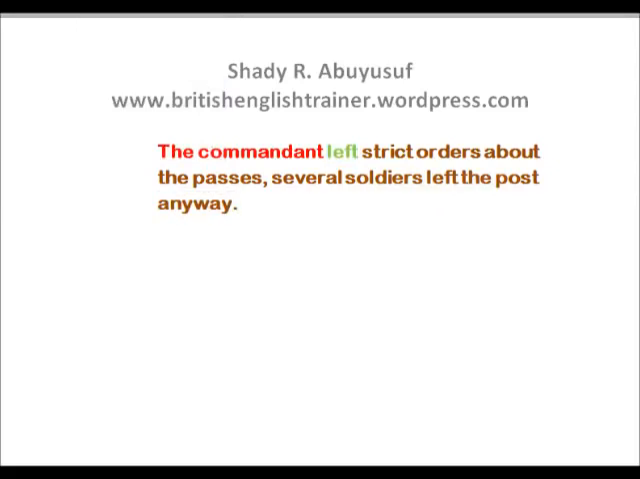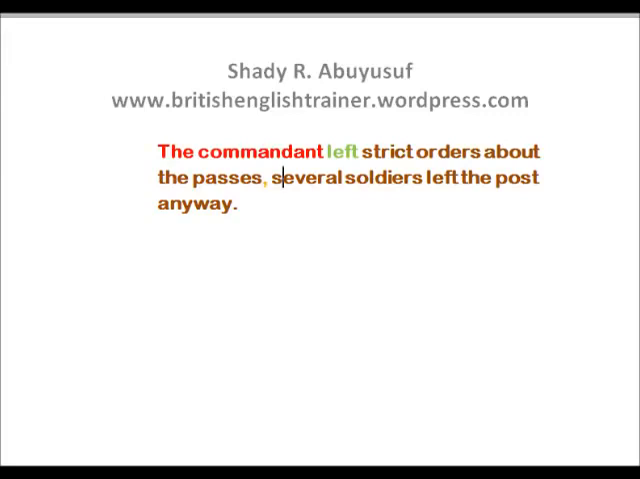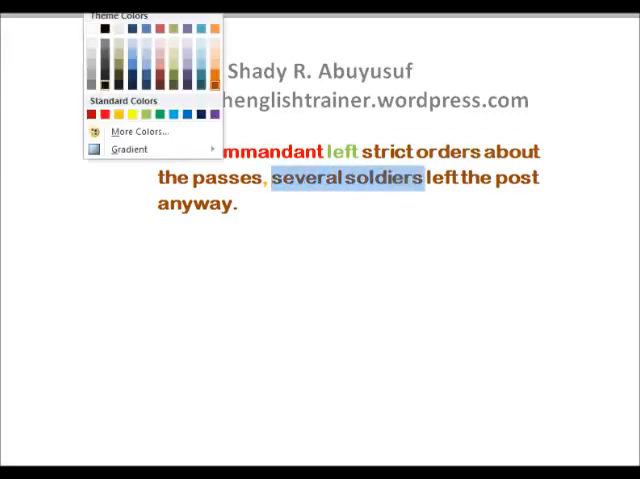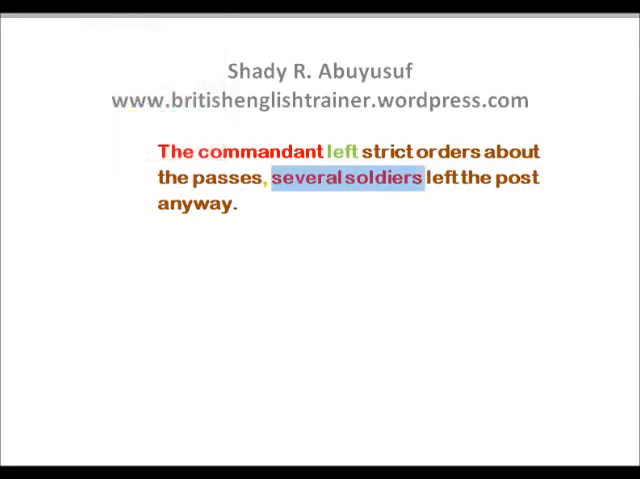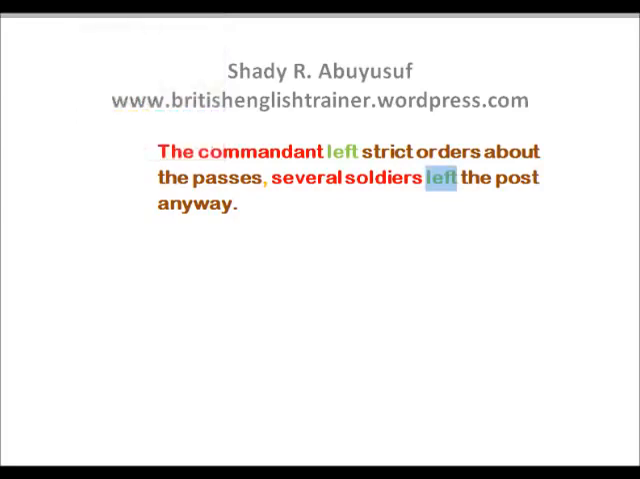Now, we have a comma here. Let's get a different color, let's say orange. Okay, fantastic. And then we've got several soldiers. That's another subject. Okay, great. And then we have left, which is another verb. Let's give it another green color here. Now, fantastic. Let's have a look at the sentence now.